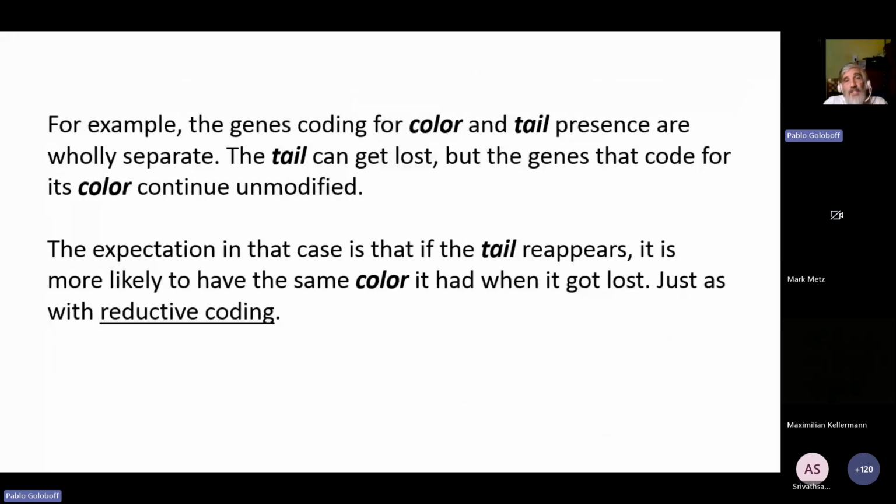For example, the genes coding for color and tail presence are completely separate genes, so the tail can get lost, but the genes that code for the color of the tail continue being there and are unmodified. So in that case, the expectation would be that if the tail reappears, the tail is more likely to have the same color it had when it got lost, just as it happens with reductive coding.